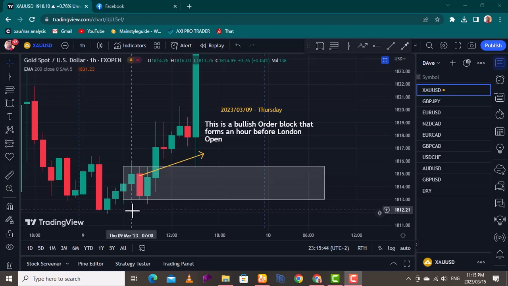Having a look at TradingView, we see that it's on Thursday the 9th of March. We had an order block at 8 a.m., an hour before London open. Okay, this is a strong order block. This is a bullish order block that forms an hour before London open. It is not a coincidence. It is there for a reason. It is clear that market makers had the intention of bullish momentum and movement.